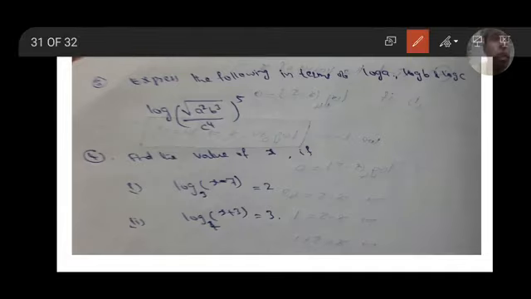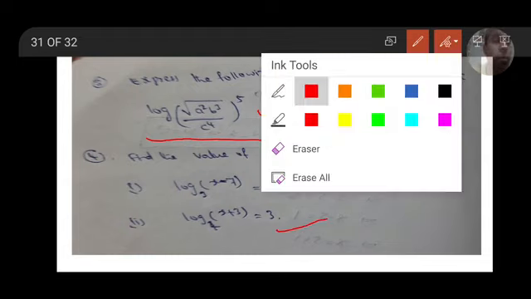Next problem, express the following in terms of log a, log b, log c, that is log of square root of a square b cube by c to the power of 4, whole to the power of 5. And next, fourth problem, find the value of x if log x minus 7 to the base 3 equal to 2 and log x plus 3 to the base 4 equal to 3. Okay. Do these problems, and any doubts, mail to my mail, and thank you very much.